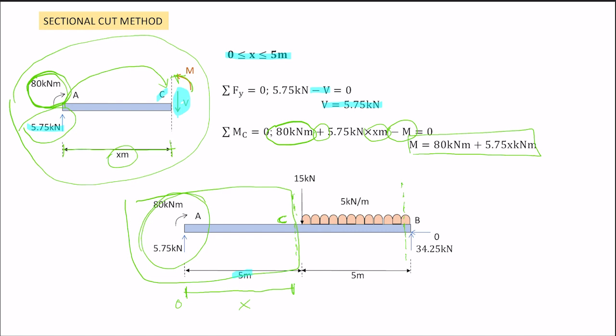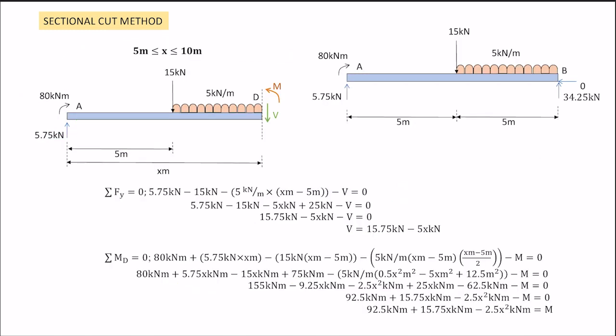For the next section, which I cut here, this is D. This is the next section, ya. From 5 meter to 10 meter. X must be bigger or equal to 5 meter and must be less or equal to 10 meter. So I mark here D, here we cut D. And for the reaction, there is a shear force V going down and moment counterclockwise.